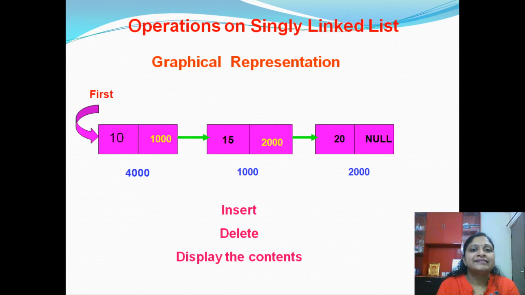So on a singly linked list, which operations can we perform? On any kind of data structure we can perform common operations like insertion, deletion, traversal or display, which are the same, searching, and sorting. These are the multiple operations, but in this video you are going to see only three: insert, delete and display.